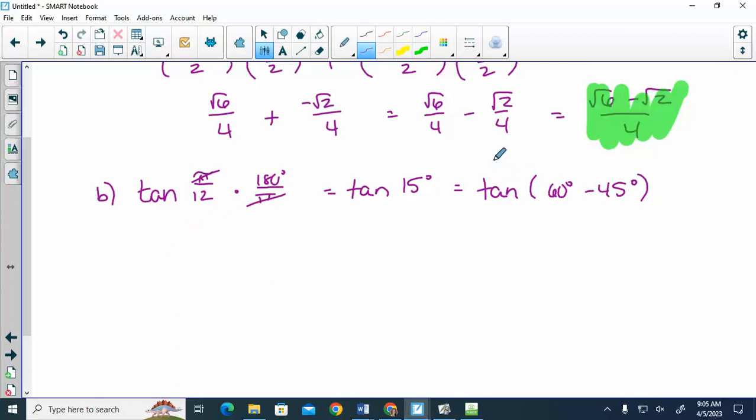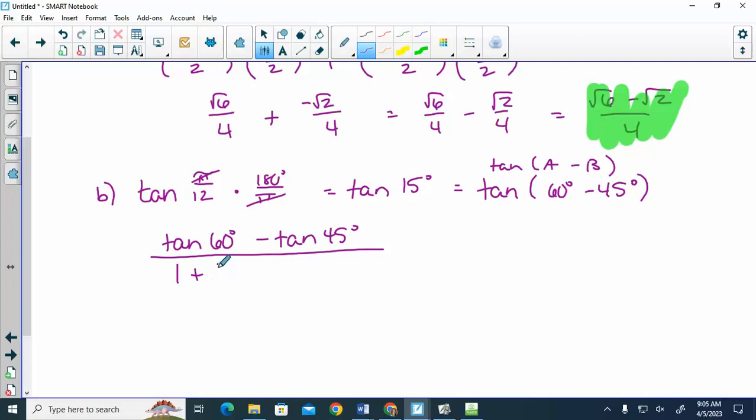So this is tangent A minus B. So if you look at your formulas, tangent A minus B, that's tangent of A minus tangent of B over 1 plus tangent of A tangent of B.